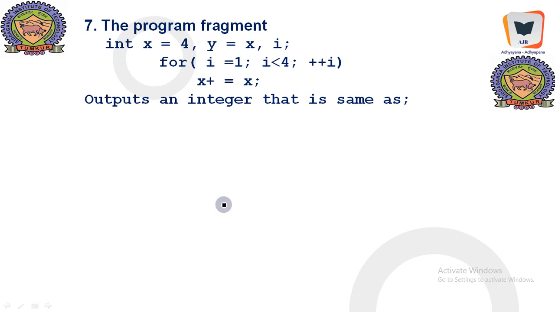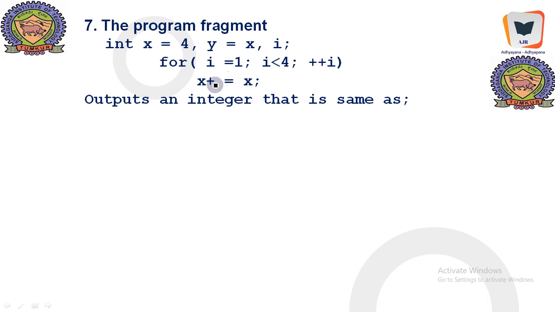Right. Next, seventh question. The program fragment x equal to 4, y equal to x. So whatever that x has in its store will be in y. Therefore, y is also equal to 4. I for running the for loop, of course. For I equal to 1, I less than 4, I plus plus or plus plus I. Since this for loop starts from 1, ends at 3 because it is less than 4, it exactly executes 3 times. 1 when I equal to 1, when I equal to 2, when I equal to 3.